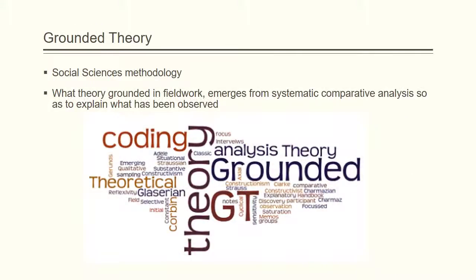The next method of qualitative research we'll be talking about is grounded theory. It finds its roots in the social sciences methodology. It basically answers the questions as to what theory, grounded in the fieldwork, emerges from the systematic comparative analysis so as to explain what is being observed.